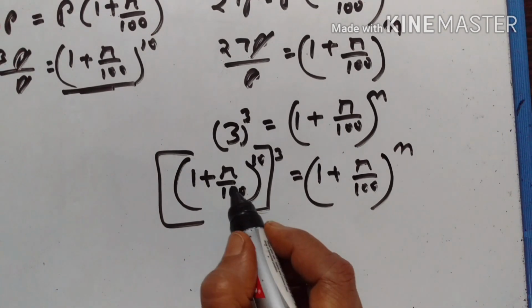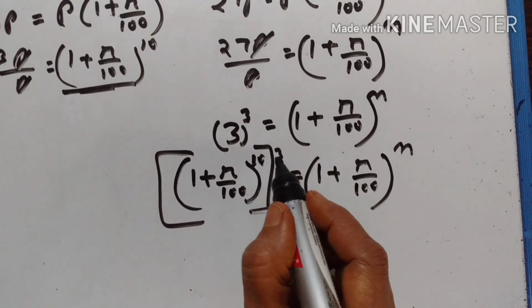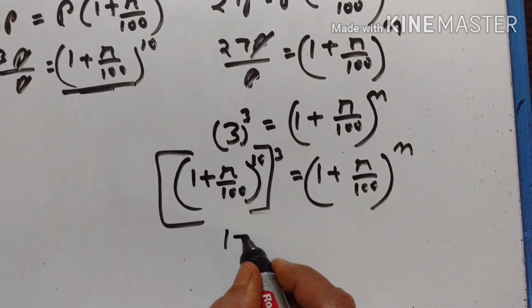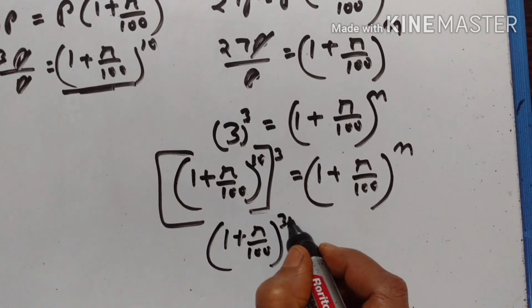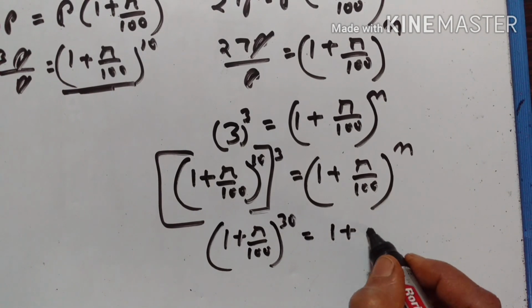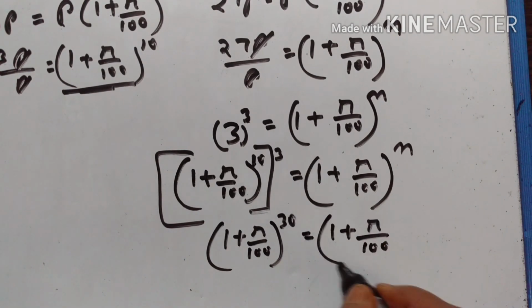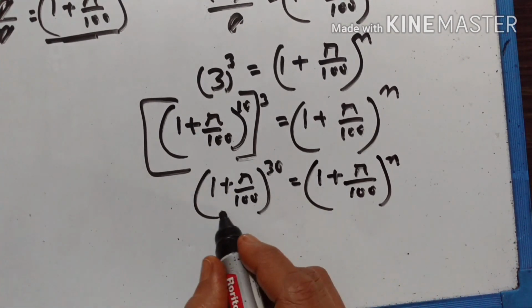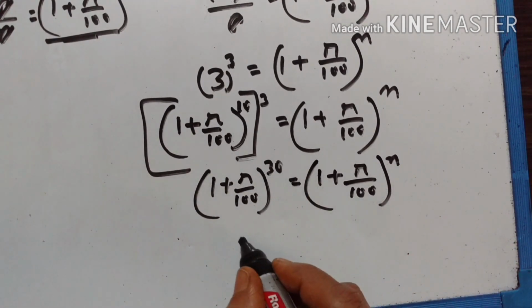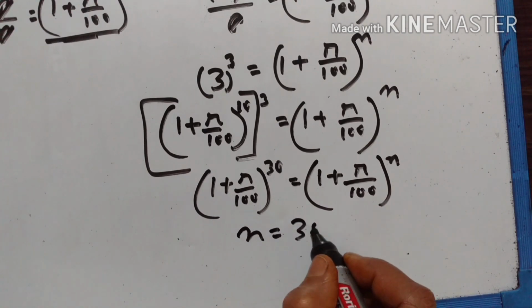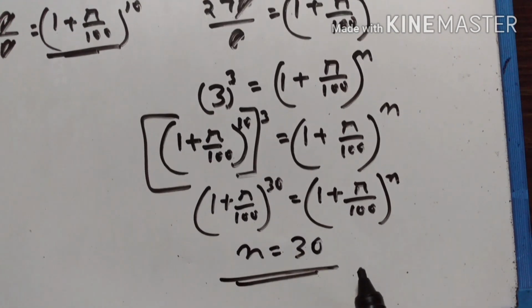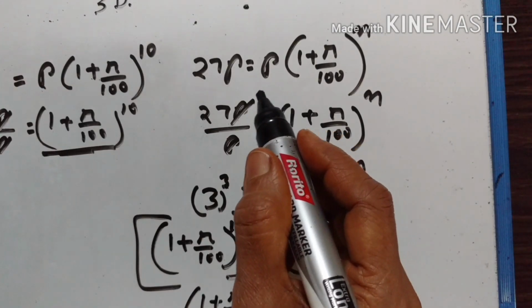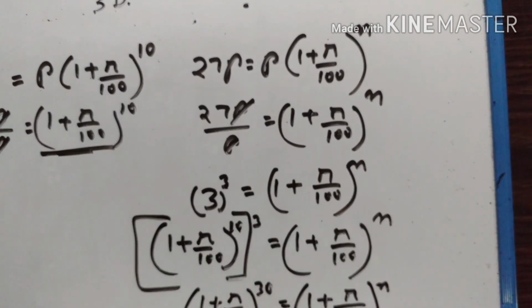Now this is equal to what? (1 + r/100) raised to the power of 10 into 3, that is 30. So (1 + r/100) raised to the power of 30 is equal to (1 + r/100) raised to the power of n. Since the base is same, the powers are equal. Therefore, n is equal to 30. Number of years is equal to 30. So, in 30 years, the money will become 27 times of itself.